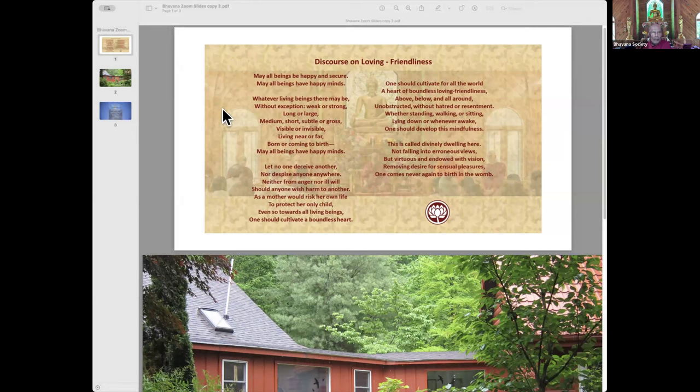May all beings be happy and secure. May all beings have happy minds, whatever living beings there may be, without exception, weak or strong, long, large, medium, short, subtle or gross, visible or invisible, living near or far, born or coming to birth. May all beings have happy minds.